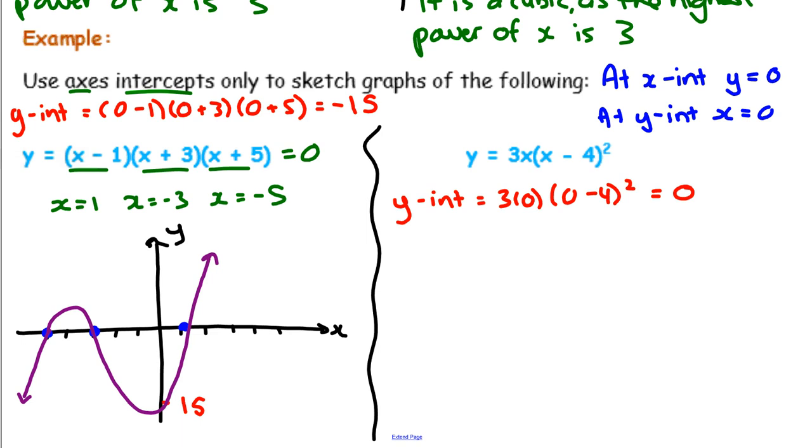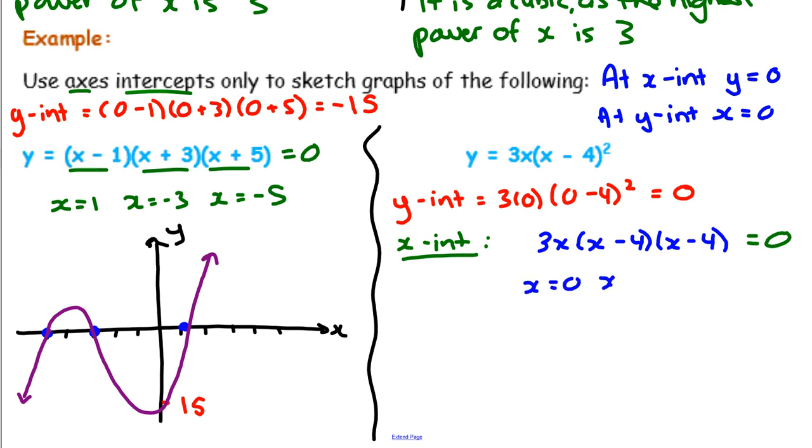Actually, no, I'm going to do it back up down under here. Set the x-intercept here. So I'm going to write out 3x, x minus 4, x minus 4 equals 0. So we've got x-intercepts of x equals 0, x equals 4. We don't bother to write out x equals 4 twice. So if 3x equals 0, x equals 0. If x minus 4 equals 0, x equals 4.